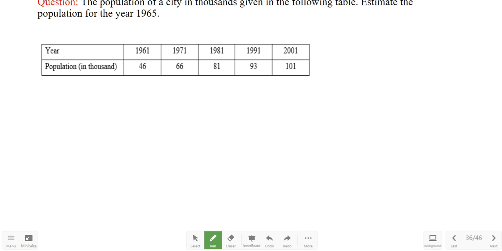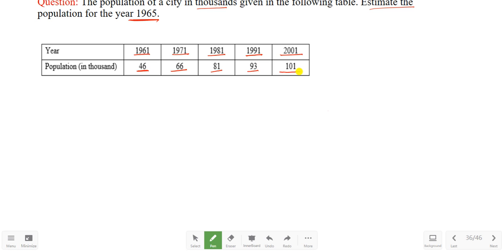So here I am taking another question based on interpolation. The population of a city in thousands is given in the following table. Estimate the population for the year 1965. In the year 1961 the population in thousands is 46, in 1971 it is 66, in 1981 it is 81, in 1991 it is 93, and in 2001 it is 101 thousand.